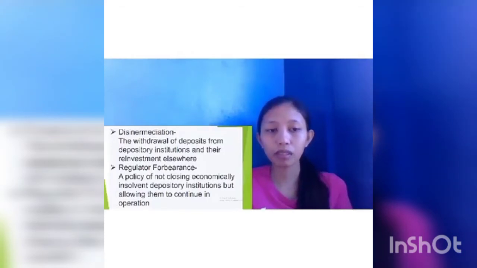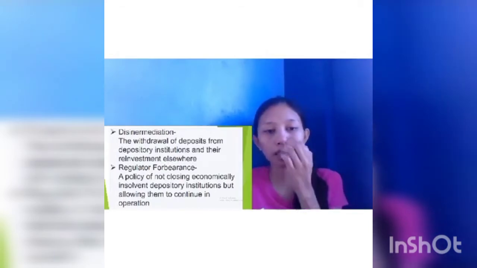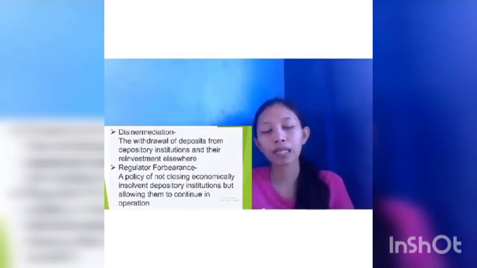It is the reduction in use of intermediaries between producer and the customer. For example, investing directly in the security market rather than through a bank. Imbis na mag-invest muna sa company to use it to buy a stock, pero nag-direct ka na lang sa pagbili ng stock na hindi mo na siya, yung pera, hindi mo na siya dinaan sa bank.